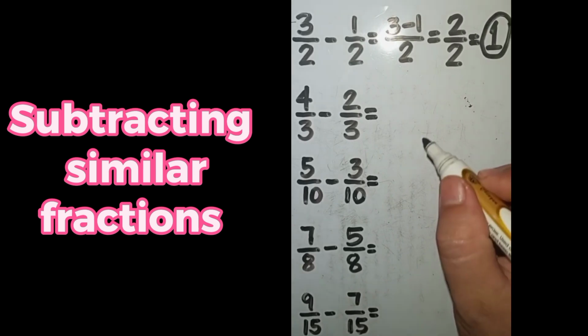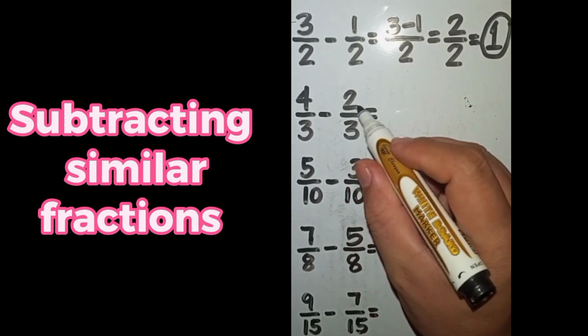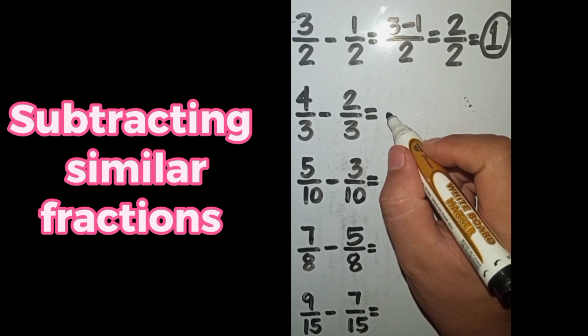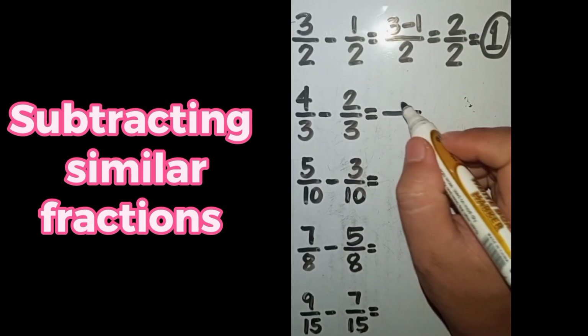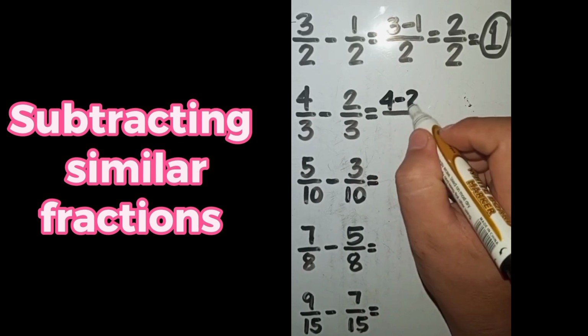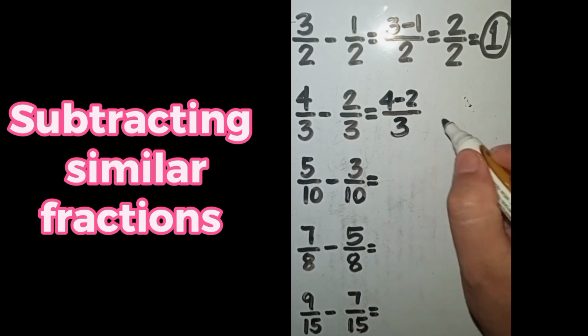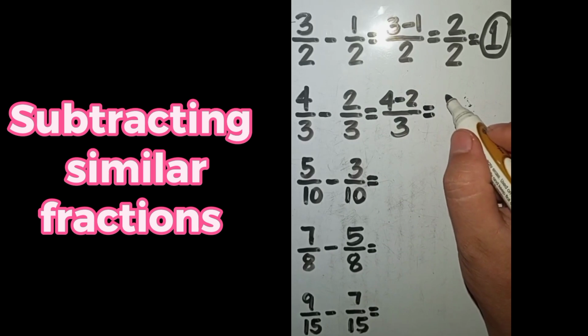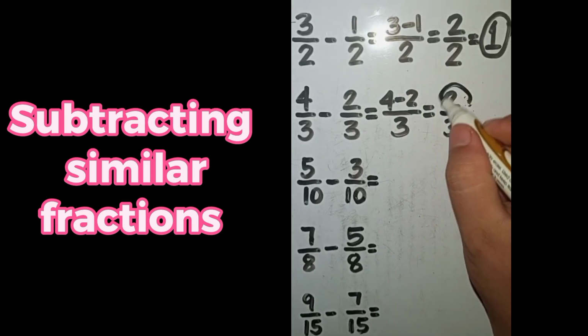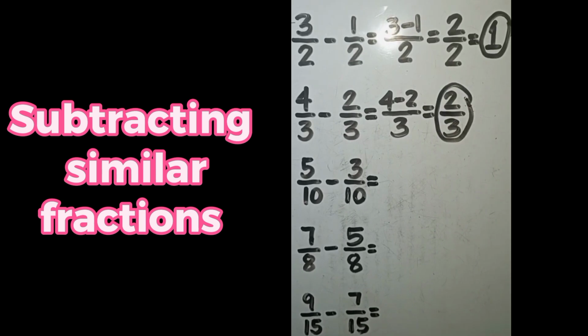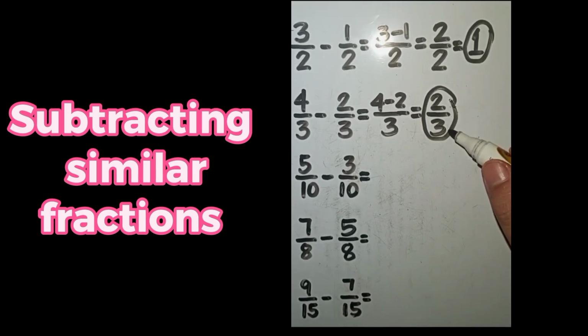Now let's have number 2. 4 thirds minus 2 thirds. Again, we just subtract their numerators. So 4 minus 2, copy 3, that is equal to 2 over 3. That is 2 thirds. 4 thirds minus 2 thirds is equal to 2 thirds.